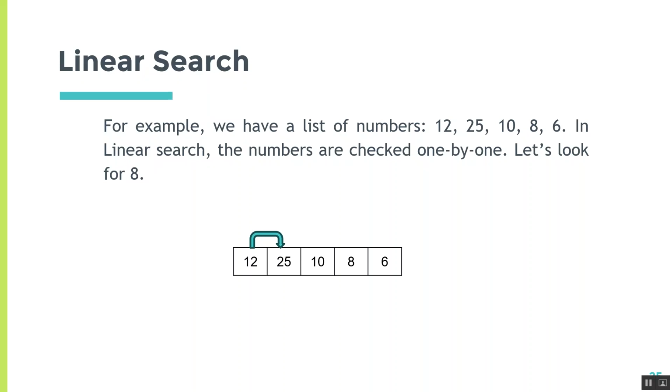Okay, so one step forward to the right. Is 10 equal to 8? It's still not our number, so it would again proceed to the next number. So is 8 equal to 8? And since 8 is equal to 8, that's the time that it would stop the algorithm and give us the position where it is located.